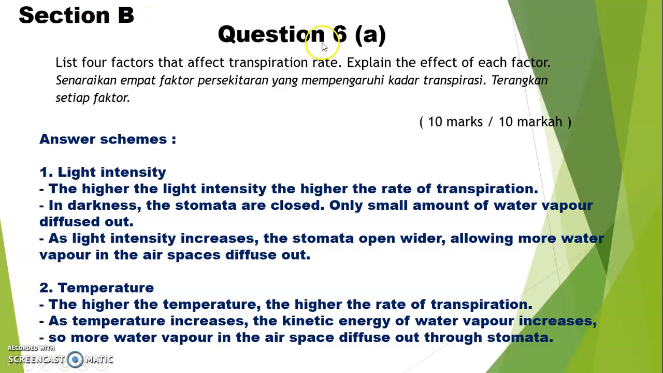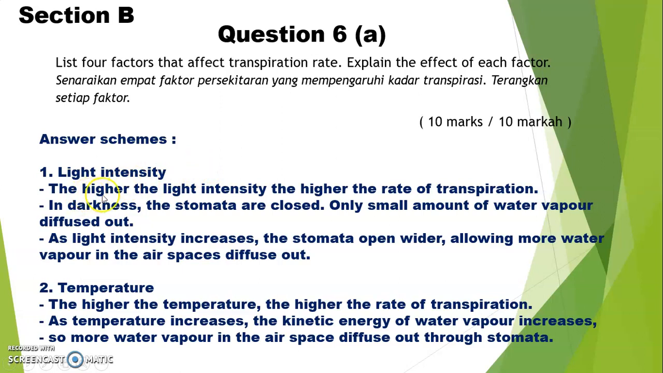Okay, we go to section B. Question 6a: list 4 factors that affect transpiration rate. Explain the effect of each factor. It is 10 marks, and there are 4 factors, so you have to mention all the factors. For example, number 1: first factor, light intensity. That is the first mark.